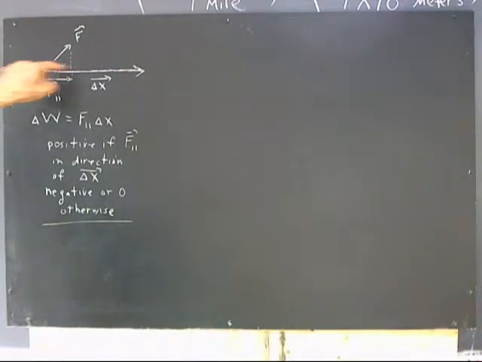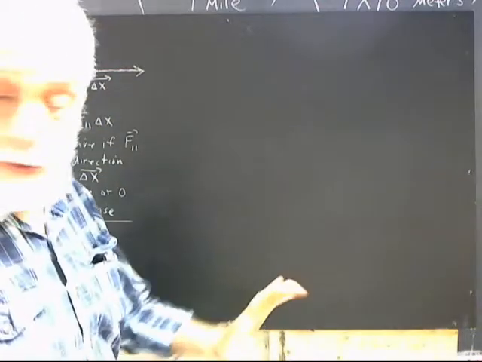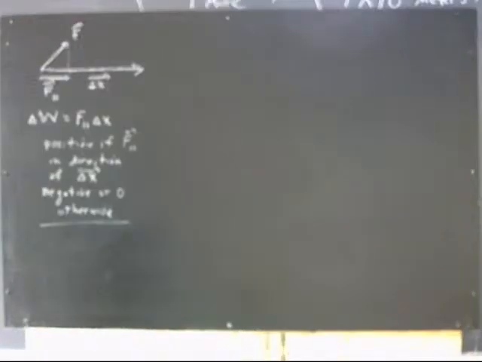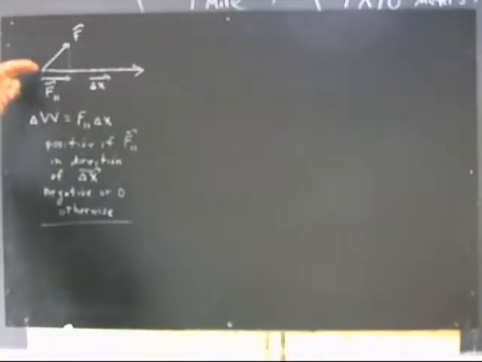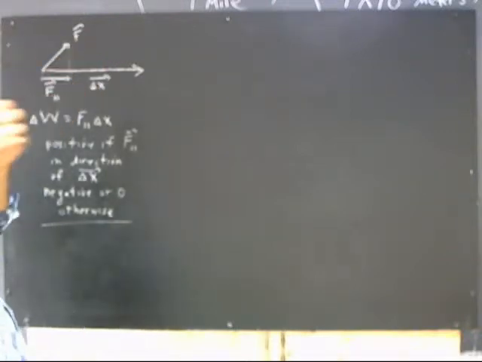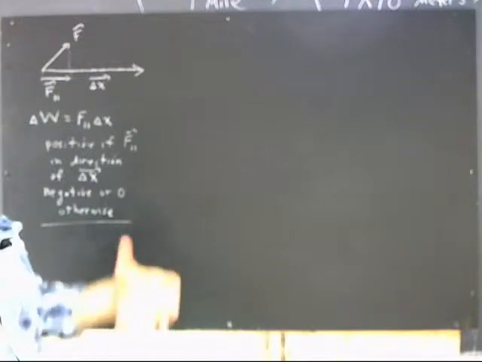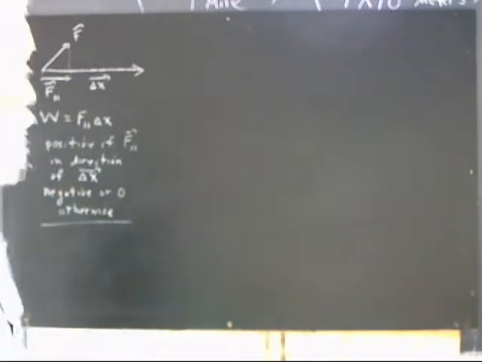So let's say that delta x is the vector that represents the displacement of the car. The car starts here, it ends up somewhere down there, so delta x is a vector from here to wherever the car ends up. And F is a vector that represents the force that I'm exerting on the car. Now, if I'm exerting the force in the direction of motion, then all the force I exert goes into doing work on the car.